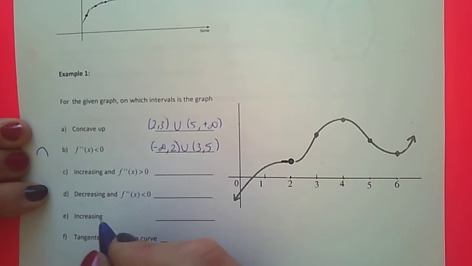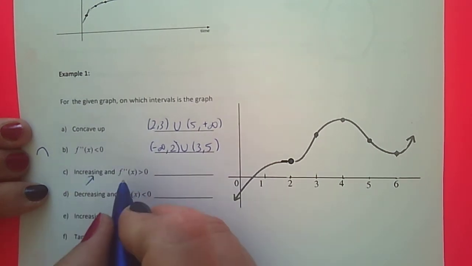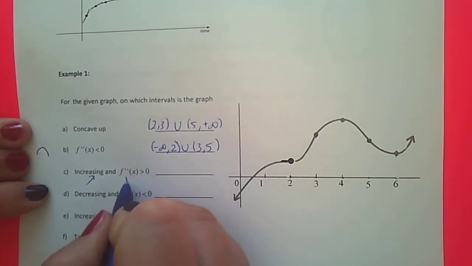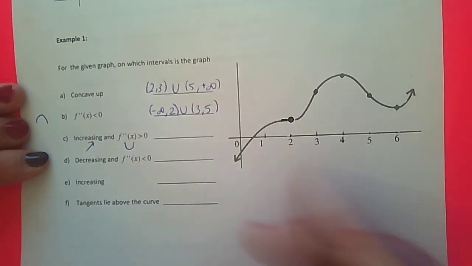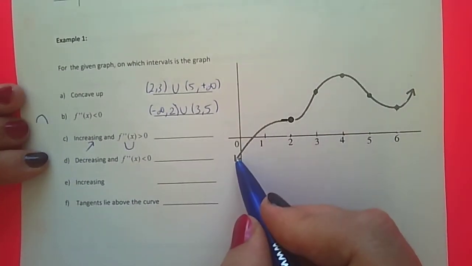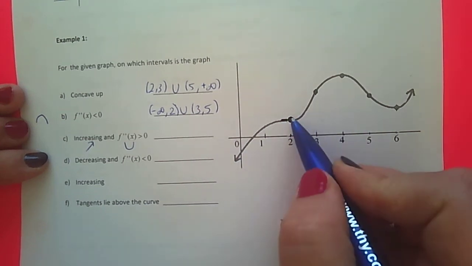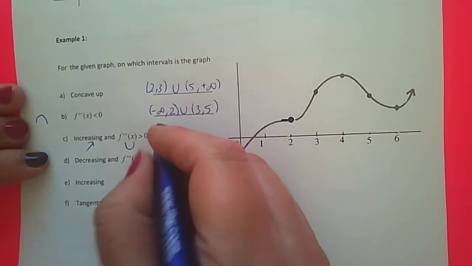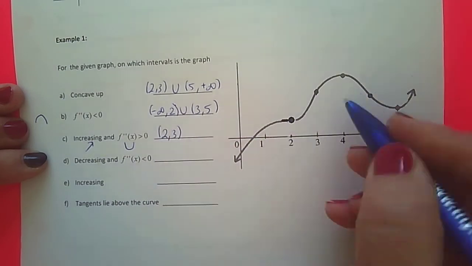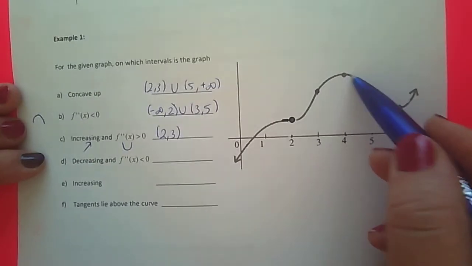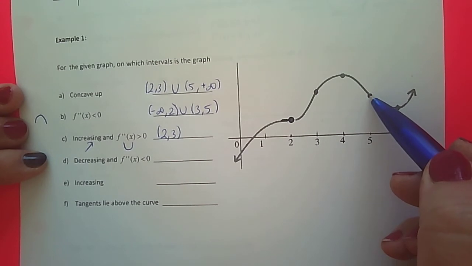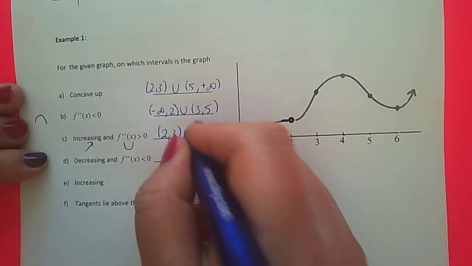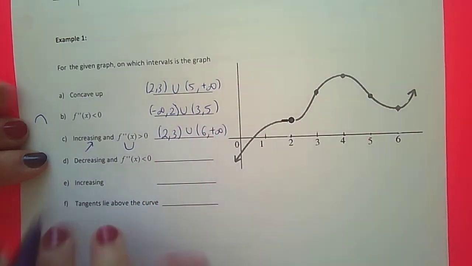Let's look at part C, where the function is increasing and the second derivative is positive. Second derivative positive means the original function is concave up. So increasing concave up, increasing concave down, increasing concave up, increasing concave down. So we have 2 to 3. And let's see if we have more intervals. Decreasing concave down, decreasing concave up, and increasing concave up. So from 6 to positive infinity.